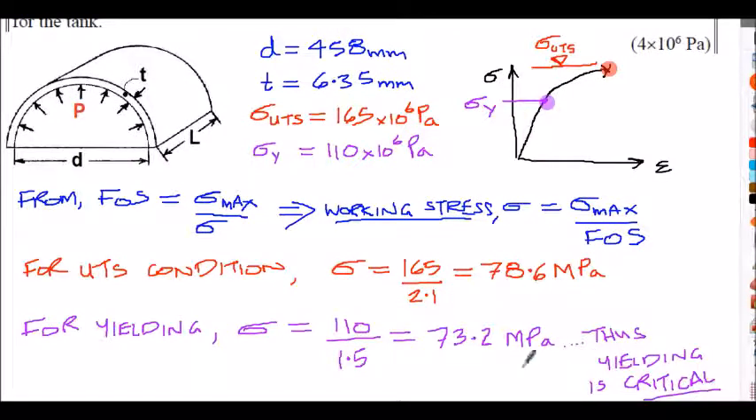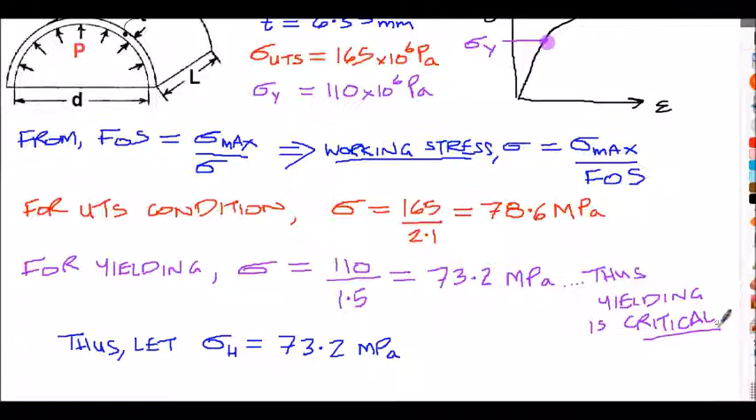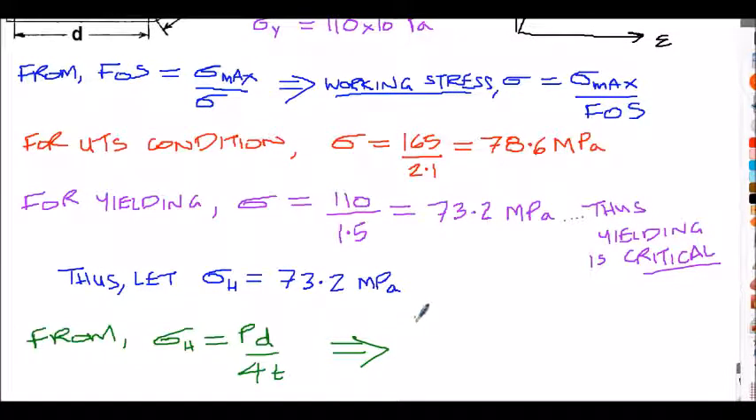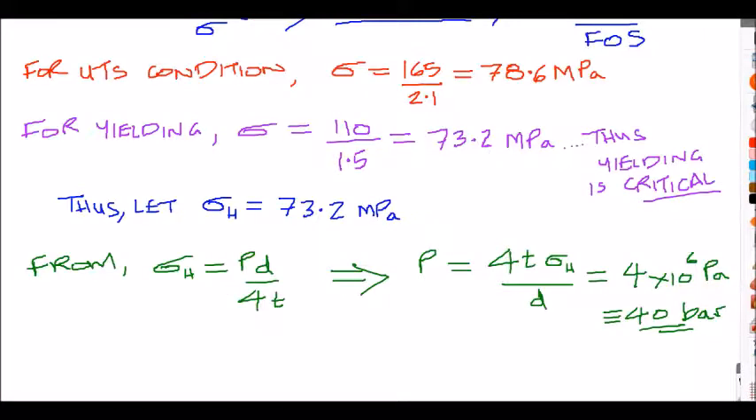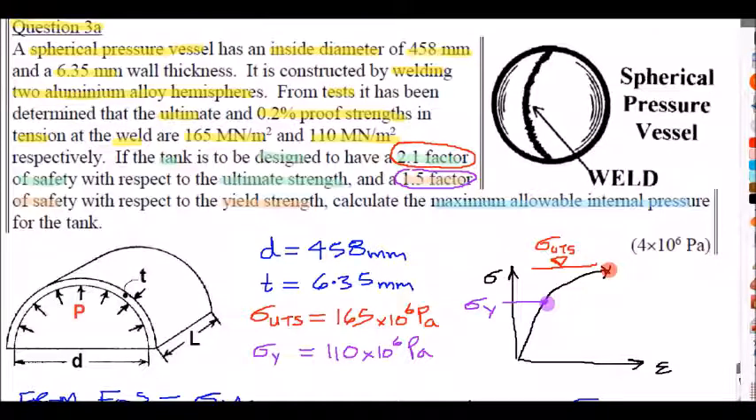So basically what we're saying now is that hoop stress is going to be, okay, so now you can just apply your formula. We've got to find, in this case, the pressure, haven't we? So just transpose it for P. My value I get is 4 times 10 to the 6 pascals. It's the same as 40 bar. Full solution.